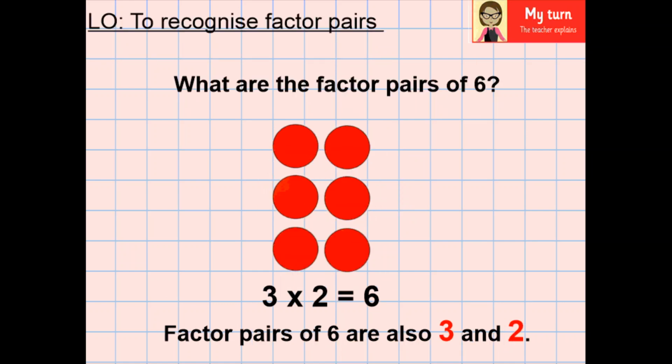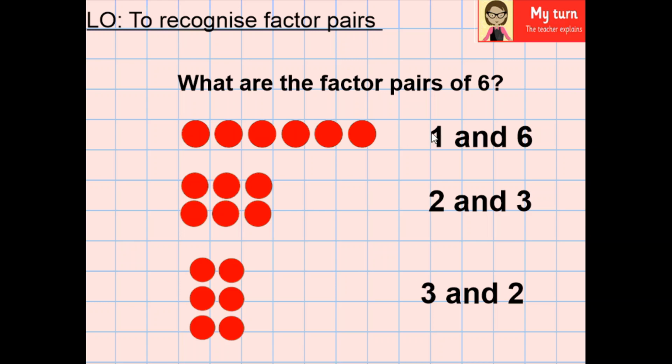In the first slide, I found 1 row using 6 counters. In the second slide, I found 2 rows. And this slide, I can make 3 rows. 1, 2, 3 rows. And this would show 3 times 2 is 6. 3 lots of 2. So the factor pairs of 6 are also 3 and 2.